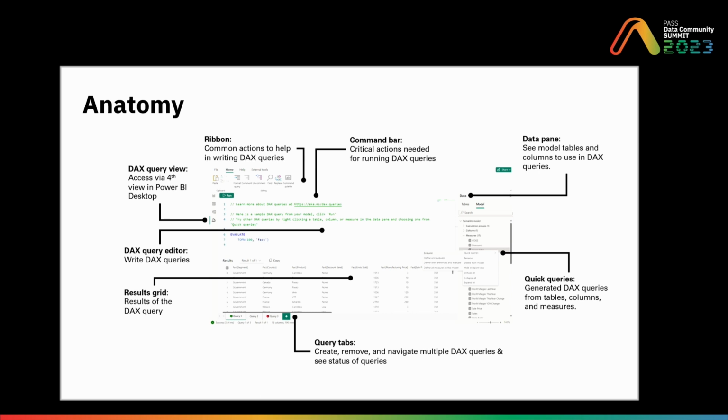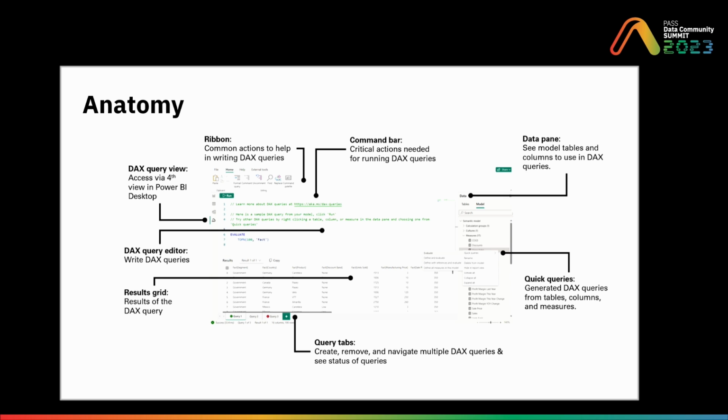These query tabs are also going to have status of your DAX query. So if you ran it and it ran into an error and you went to another tab, now you'll see that one's still in error state. Or maybe it's running in the background, or you've canceled it, or it ran successfully, it has a green check mark. We have the result grid. You can copy this and paste it into Excel if you like.